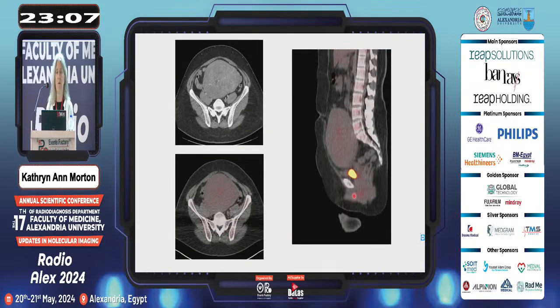This is an example of a low-grade endometrial stromal sarcoma. It's very difficult to distinguish this from fibroids. This was removed basically because of the large size, and it was a low-grade endometrial stromal sarcoma. I think the distinguishing feature isn't so much individual nodules as one big mass.